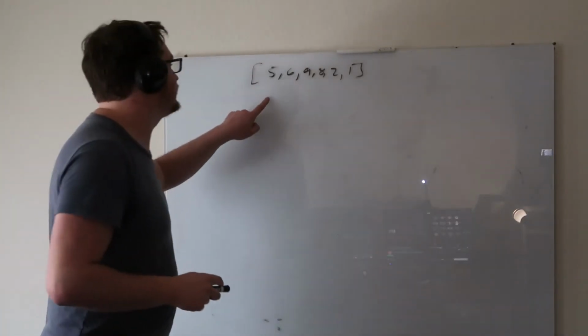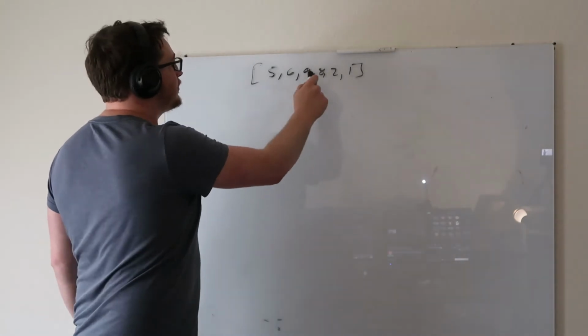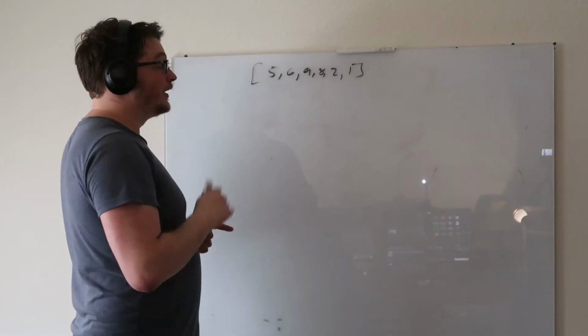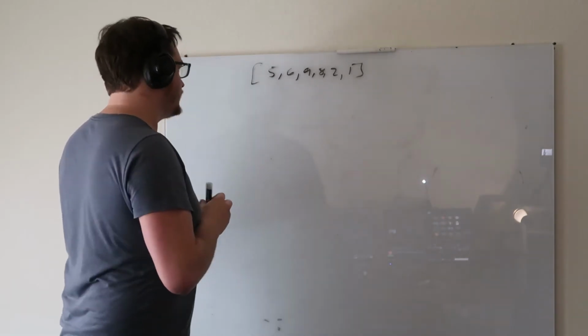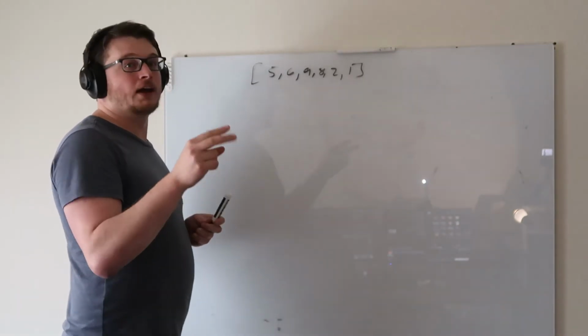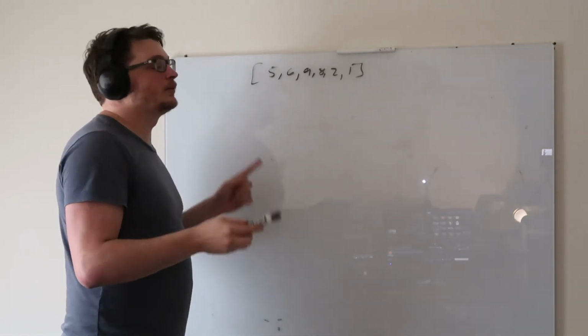So let's assume we have this list of numbers, 5, 6, 9, 8, 2, 1, and let's try to sort it. An easy way to do it, which is the bubble sort method, is every time a number is bigger than the next number, we just flip them. And we do that every time until the biggest number gets to the end.